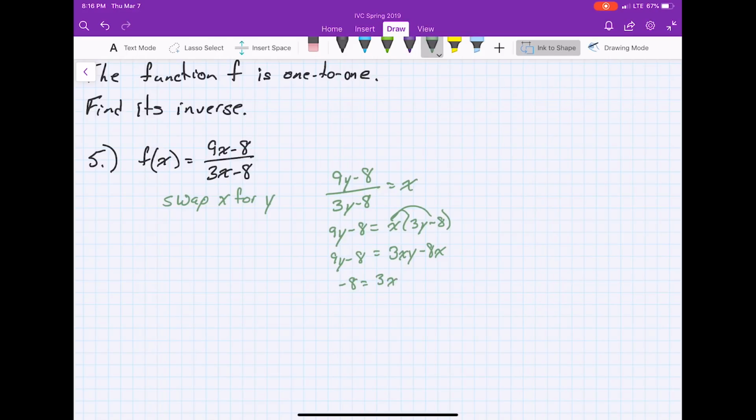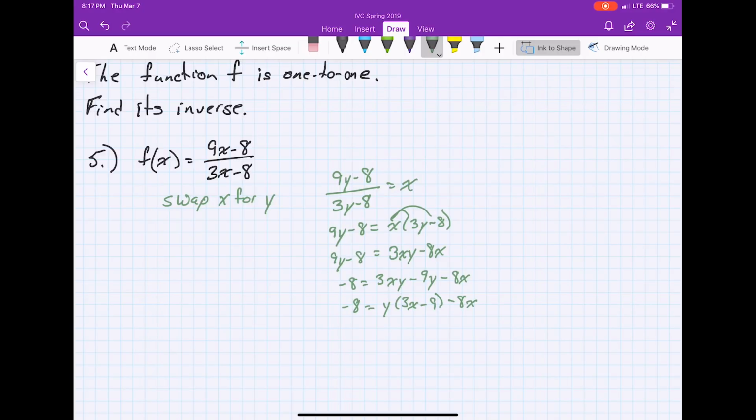So let's move the 9y over. We're going to subtract 9y. So -8 equals 3xy - 9y, and then, of course, we still have the -8x over here. Now, what we can see is the 3xy - 9y, we can factor the y out of there. So let's do that. So we have y times the quantity (3x - 9), and then -8x.